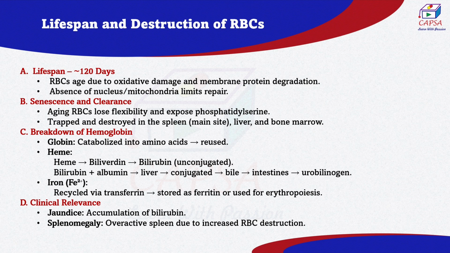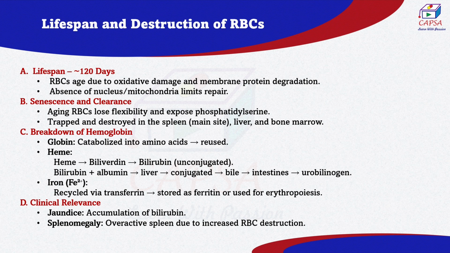It filters out old, rigid RBCs that can no longer pass through its narrow capillaries. Inside the macrophages of these organs, RBCs are broken down. The globin chains are broken into amino acids and reused for protein synthesis. The heme is converted to biliverdin, then to bilirubin. Unconjugated bilirubin binds to albumin in the blood and is transported to the liver, where it is conjugated and excreted into bile. In the intestine, it is transformed into urobilinogen, which contributes to the color of the feces and urine.